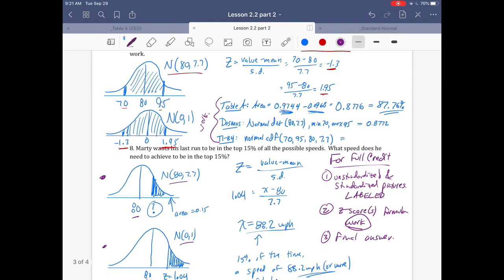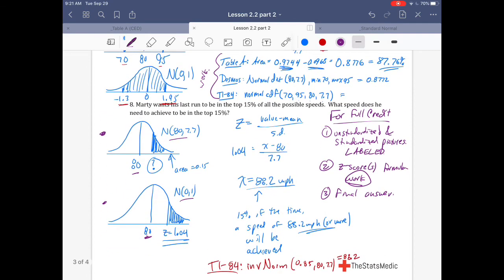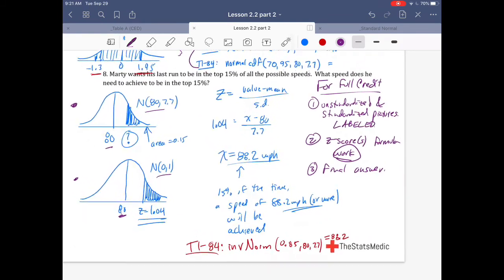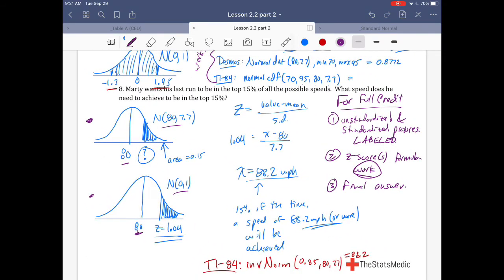All right, so now let's go ahead and, you know what, I'll write that down over here. I didn't put my work for the Desmos version. So if you're going to do Desmos for the inverse norm, you're going to do normal dist, 80, 7.7, period, inverse CDF of 0.85. And that's going to be your work for Desmos.